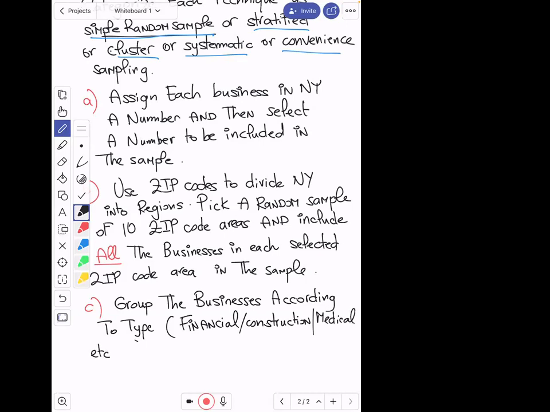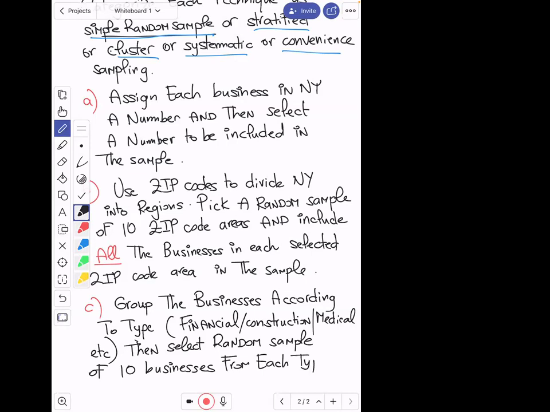Okay. So I'm going to divide the businesses into subgroups depending on the type, and then we select a random sample of 10 businesses from each type. A random sample of 10 businesses from each type, and I'm going to include them in the sample, of course.